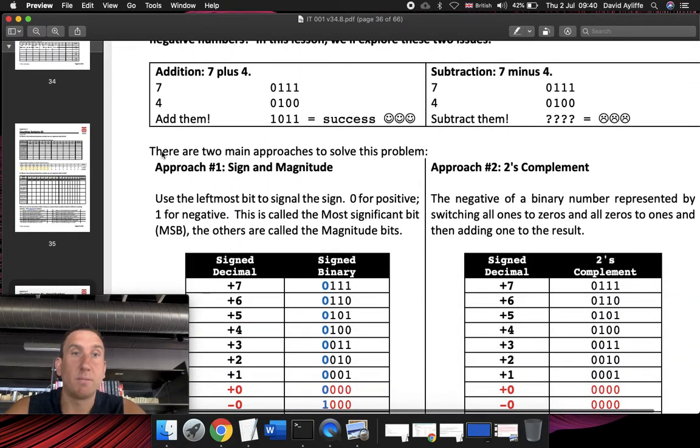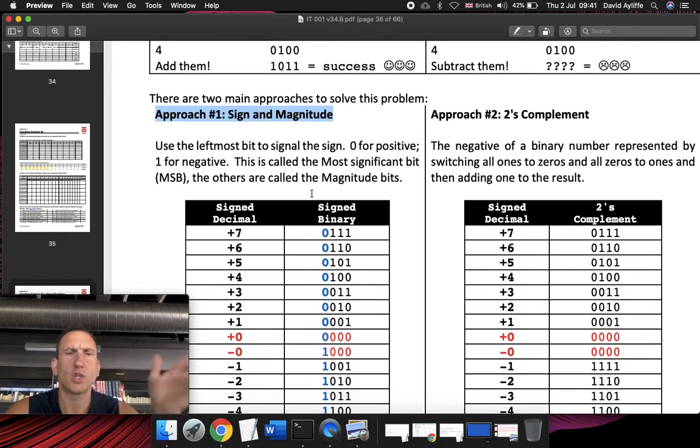So there are 2 main approaches to solve this problem. There are actually more than 2, but we're going to look at the most significant 2 approaches. The first approach is called sign and magnitude. Way back in the 1960s, 1950s maybe, engineers started to grapple with this problem. How do we account for negative numbers? How on earth do we do some simple subtraction? And this was the first very elementary approach. What if we use the leftmost bit to signal the sign? We use 0 for positive, we use 1 for negative.